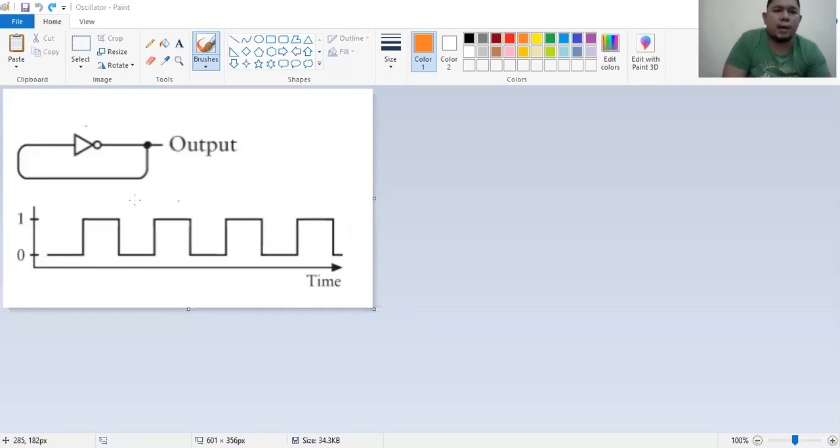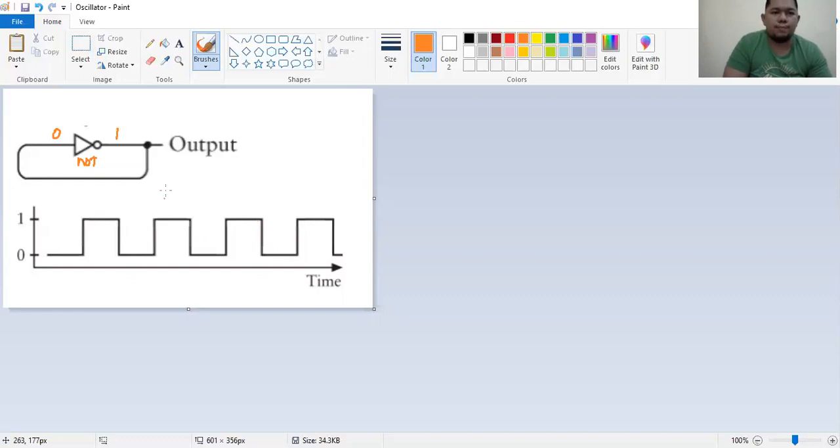So here is the circuit for an oscillator. You can see from the definition of our topic, feedbacks and flip-flops, that the output is essentially going back to the input, which is called the feedback. This is a NOT gate. So what happens is, if the value of the input is 0, the output would be 1.